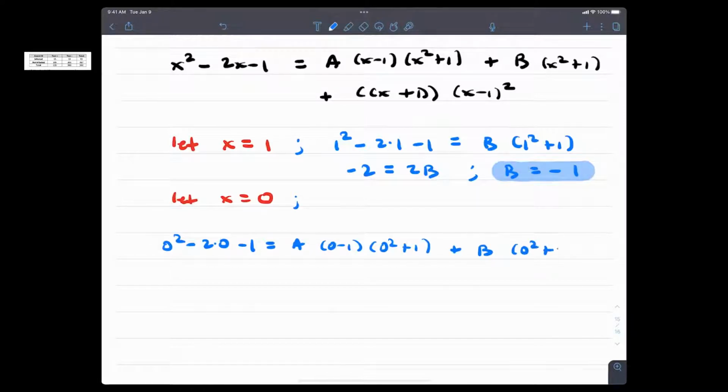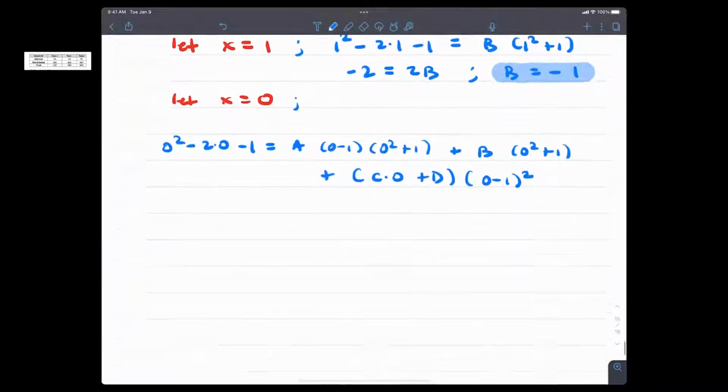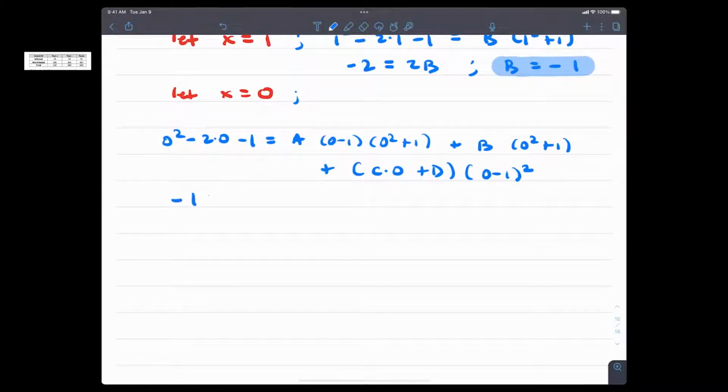b times 0 squared plus 1 plus, okay, is it c times 0 plus d, 0 minus 1 squared. So double check, ladies and gentlemen. All right, so a, that's going to be negative 1, that's going to be negative a, right? Plus b, and that's a parentheses, by the way. And it's going to be plus what? Plus d, I think, right? And what was b?